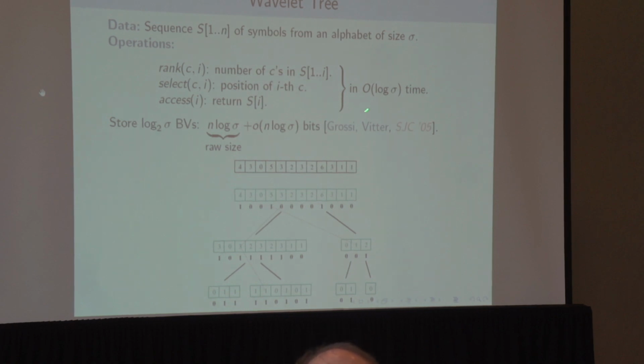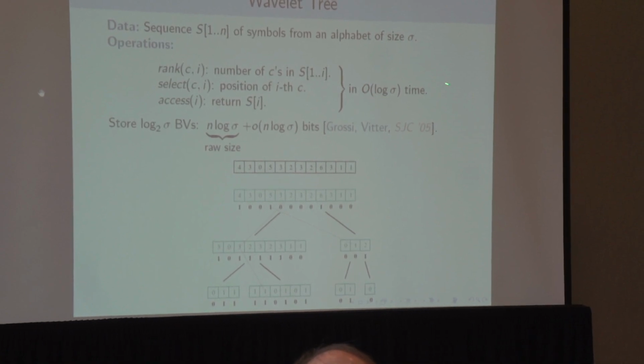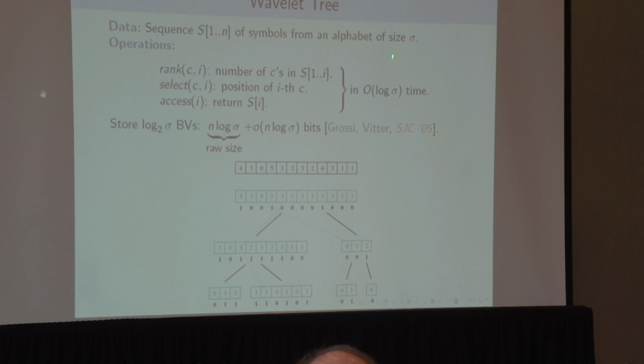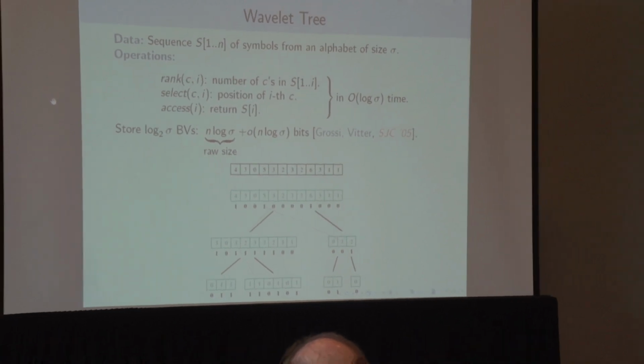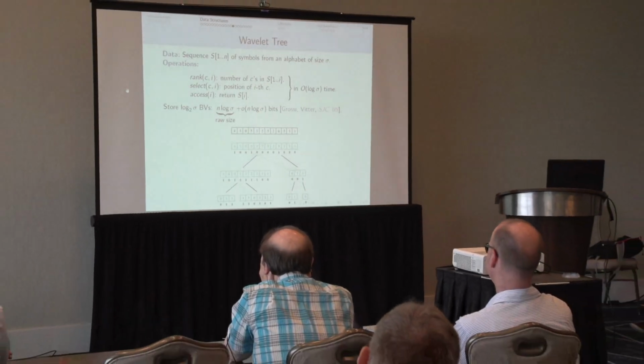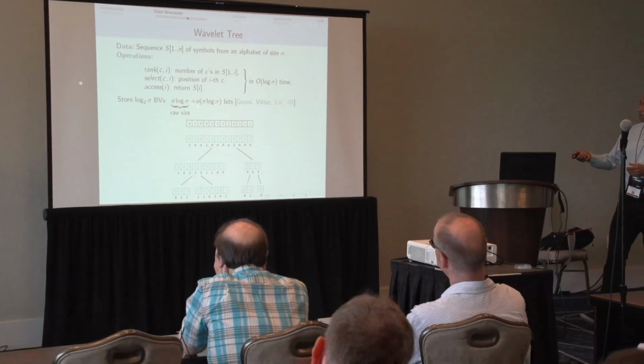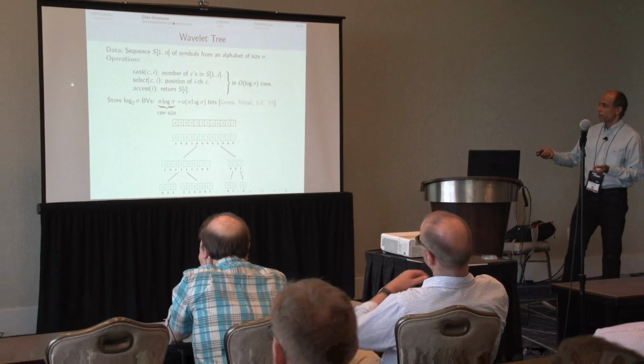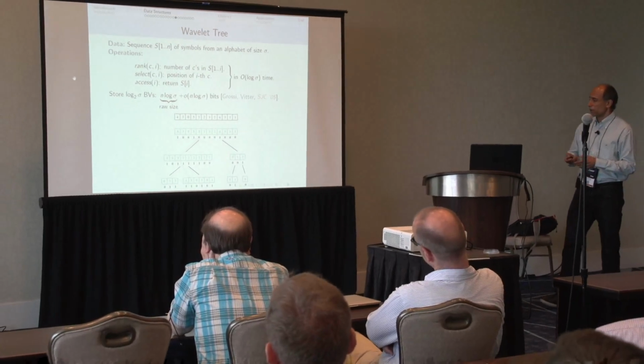So this very nice data structure called the wavelet tree does this in order of log sigma time. So in one sense, it's a generalization of a straightforward bit vector. The space usage is n log sigma. This is the information theoretic lower bound for this, plus a lower order term.